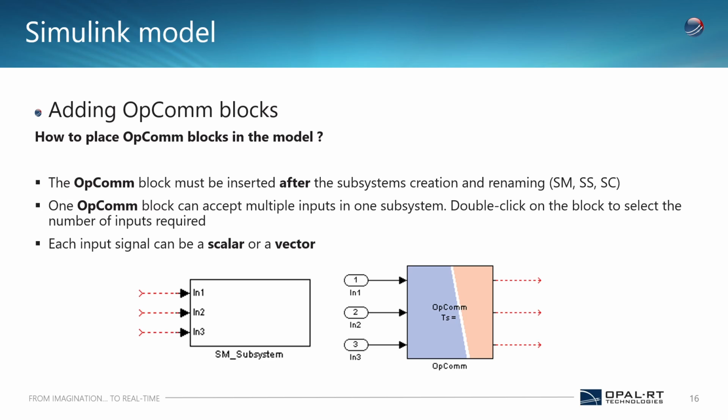One OPCOMM block can accept multiple inputs in one subsystem, so it can accept more than one input. Double click on the block to select the number of inputs required. Just double click on it and you'll be able to select the number of input ports you want to give to that OPCOMM block. Each port signal can be a scalar or a vector.